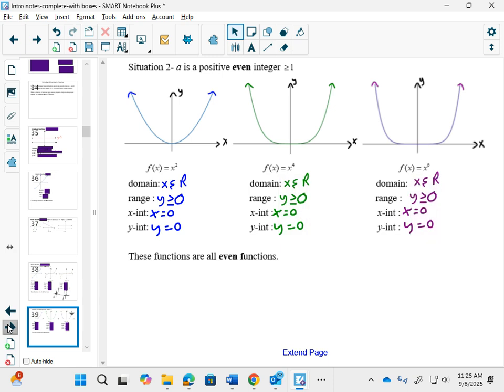there the range is always greater than or equal to 0. And you can see how they flatten out more and more and more as well. Awesome.